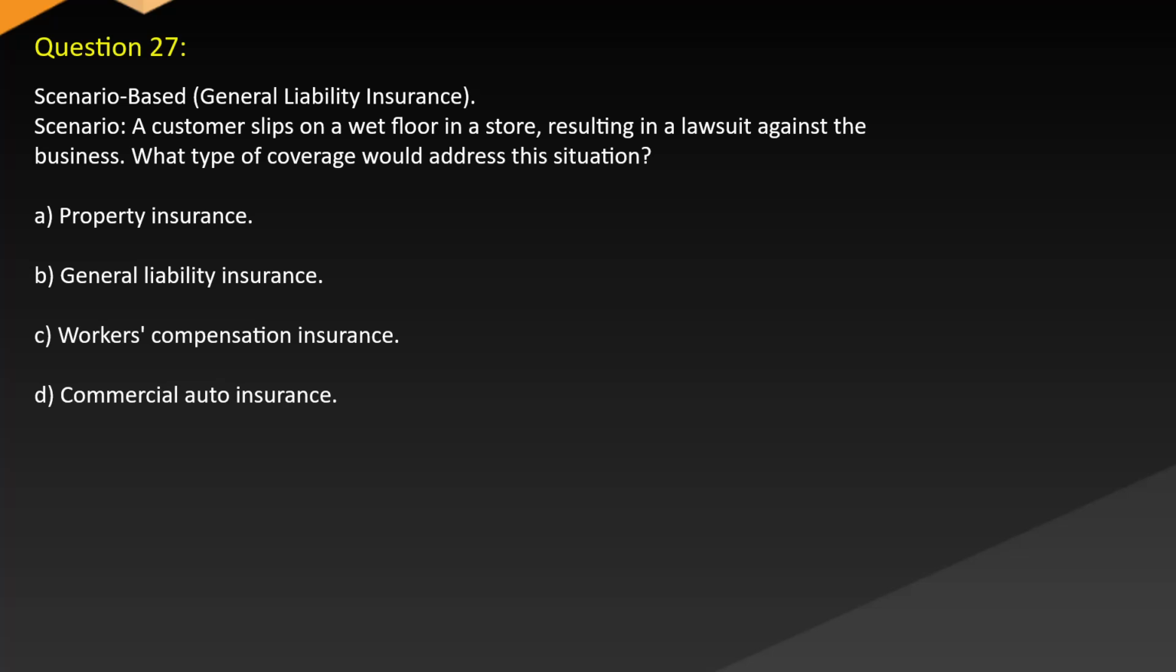Scenario-based general liability insurance. Scenario: a customer slips on a wet floor in a store, resulting in a lawsuit against the business. What type of coverage would address this situation? A. Property insurance. B. General liability insurance. C. Workers' compensation insurance. D. Commercial auto insurance.